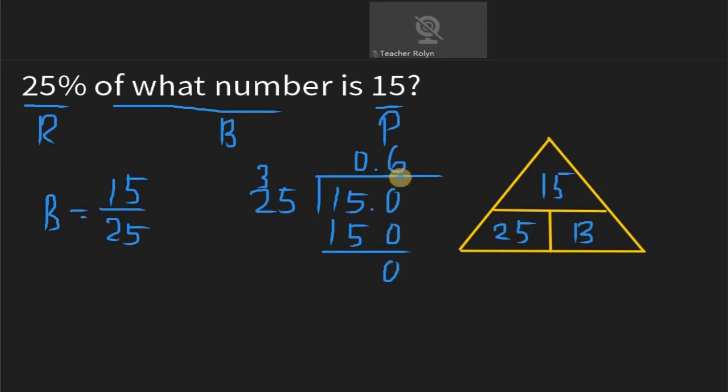So our answer is 0.6, but this is just 1% of the number that we are looking for. So kailangan pa natin siyang i-multiply sa 100. So tandaan lagi, kapag hindi natin convert ang rate natin sa decimal, sa final answer natin, mag-multiply tayo ng 100. So that will be times 100, and then we get 60. Okay? So that means the base is equal to 60.